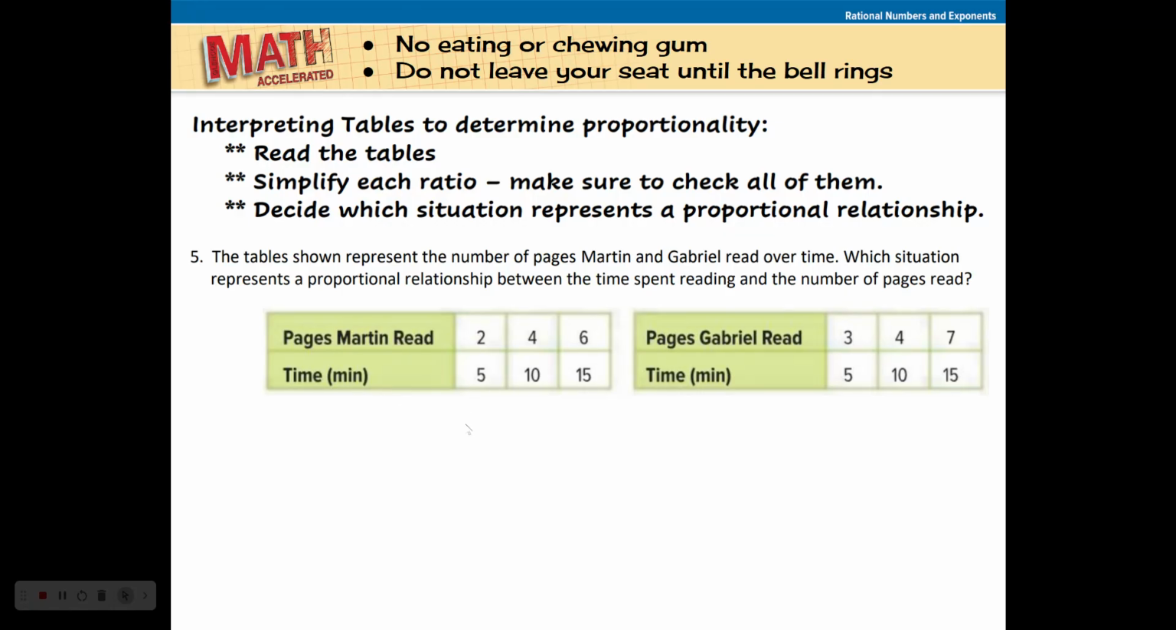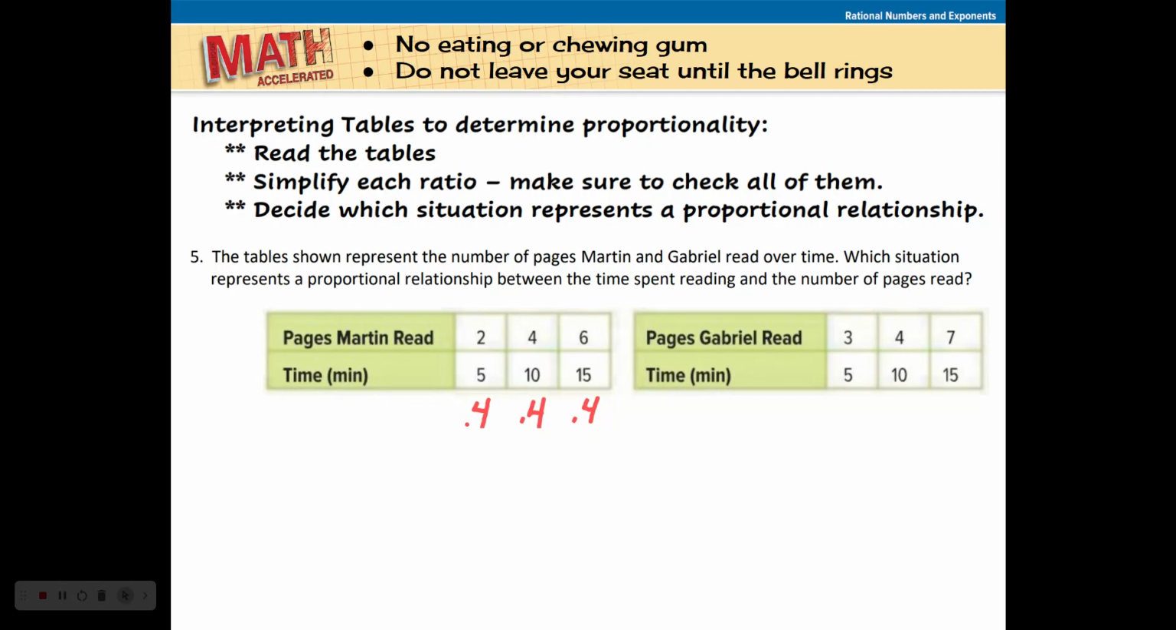So for Martin, you can either divide pages by time to get all 0.4. If you flip that around and divide time by pages, all those ratios would be 2.5. Either way, they would all be the same.